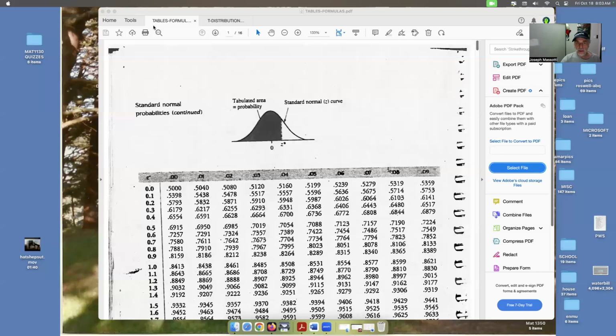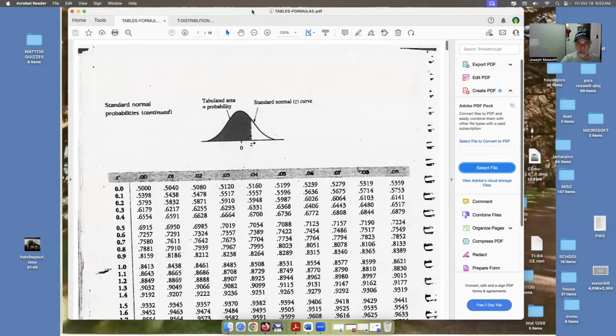Okay, so I want to make a video kind of going through the tables and formulas that I've given to all of you. I mailed you a copy of these tables and formulas. So let's go through this just to kind of familiarize ourselves with what the rest of the class is going to be like. So let's do this.